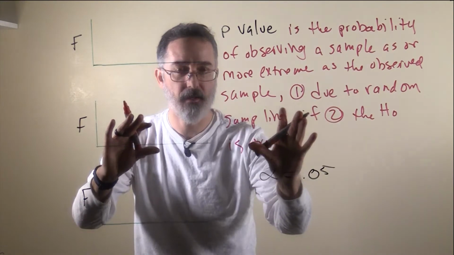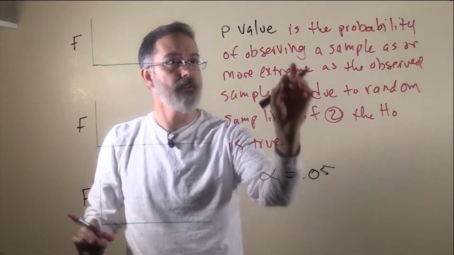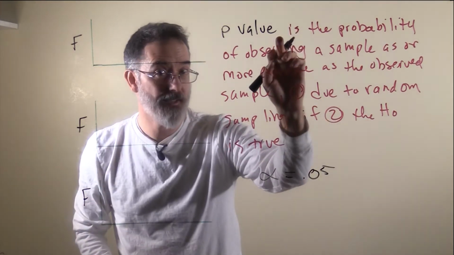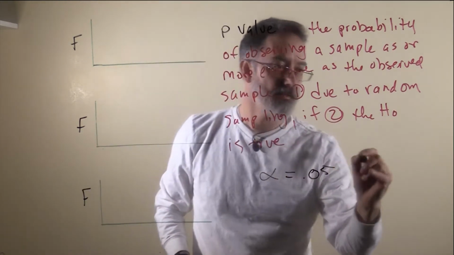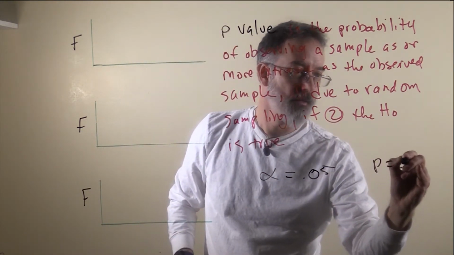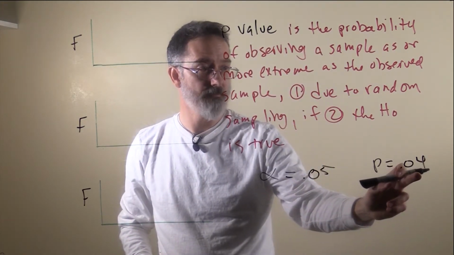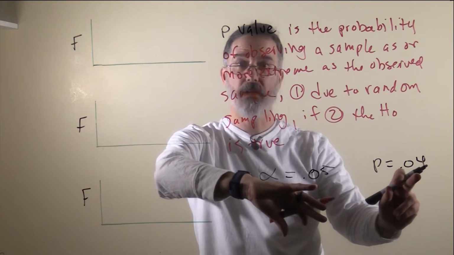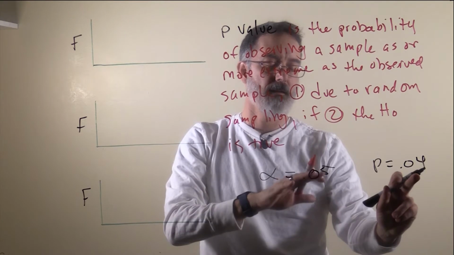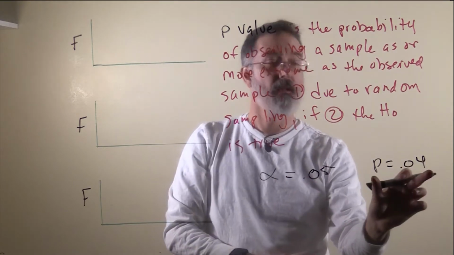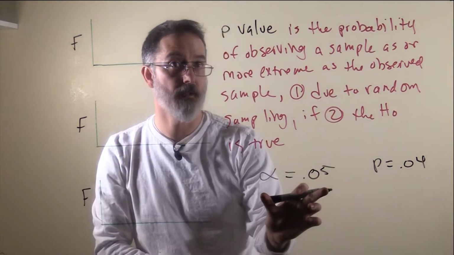So this is the probability of observing a sample as or more extreme than the one you observe. So a really small p-value is a really unlikely sample if the null hypothesis is true. So for example, if we do an analysis and we get a p-value of 0.04, well, this only happens 4 out of 100 times. And we've decided that we're going to reject the null hypothesis if things are so unlikely they happen less than 5 out of 100 times. So this is more extreme than this. So if our p-value is smaller than alpha, we reject the null hypothesis.